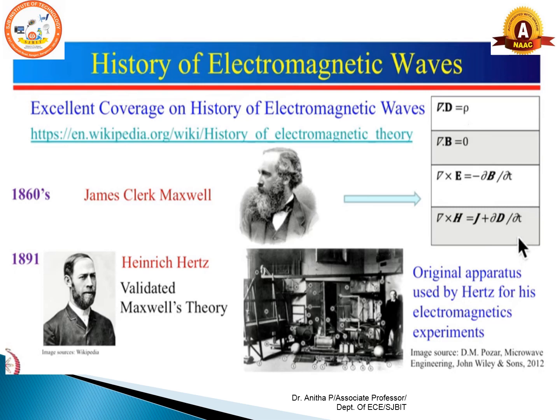Del cross E bar is equal to minus dou B bar by dou t. Del cross H bar is equal to J bar plus dou D bar by dou t. On this you can observe del cross E bar, the curl product. So del cross E bar, if you observe, is related to minus dou B bar by dou t, indicating electric and magnetic field intensities are combined. You can't segregate them. And the theory was validated by Heinrich Hertz. After him we name all the frequencies in Hertz.